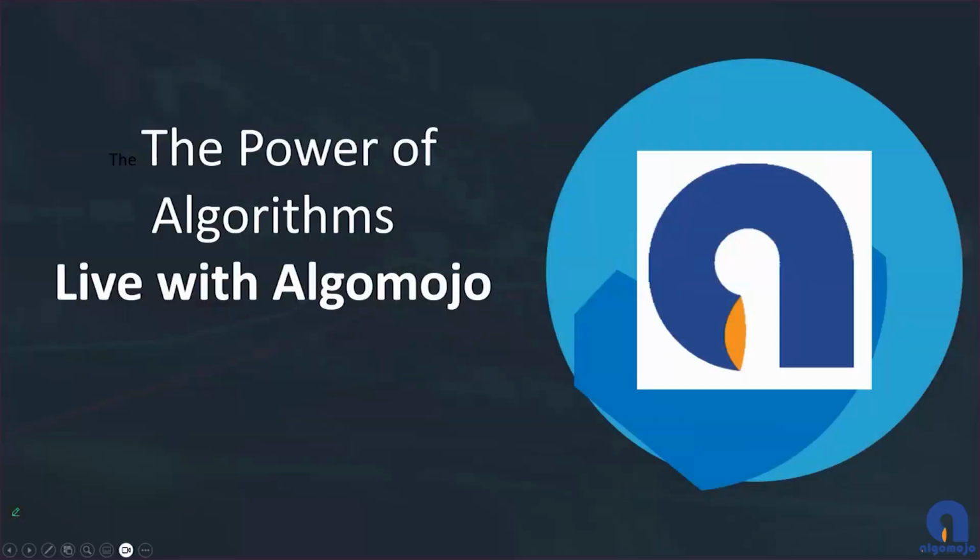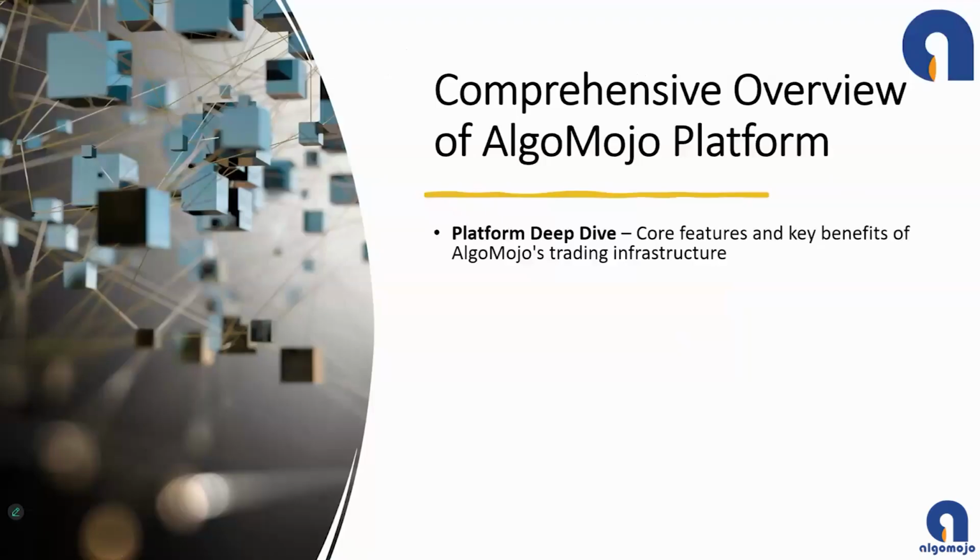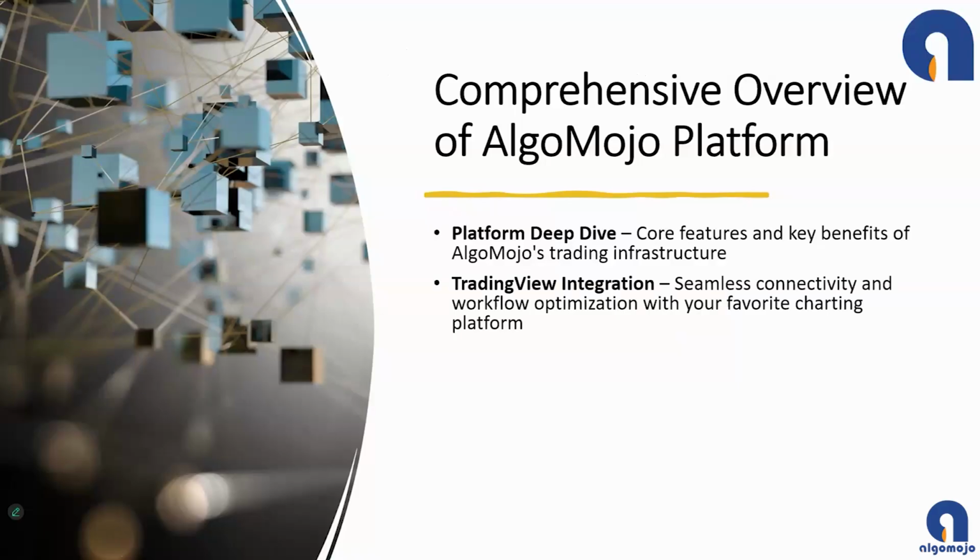We will start with a small presentation. Then we will first look at what are the key features and benefits of the Algomojo platform. Then we can get into how to do an integration with TradingView. We can use some popular strategies, indicators, price-based action to see how we integrate them to pass your signals onto your broker account without any intervention.